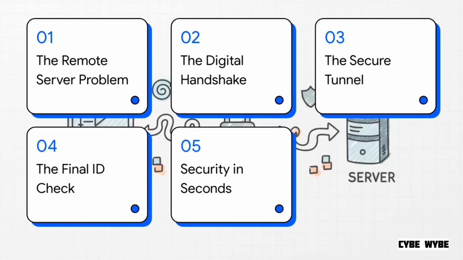internet. So to pull back the curtain on SSH, here's our game plan. We're going to start with the basic problem it was designed to solve. Then we'll walk through the whole connection process, from that first digital handshake to building the secure tunnel, the final ID check, and finally, we'll see how this whole incredible dance happens in the blink of an eye.